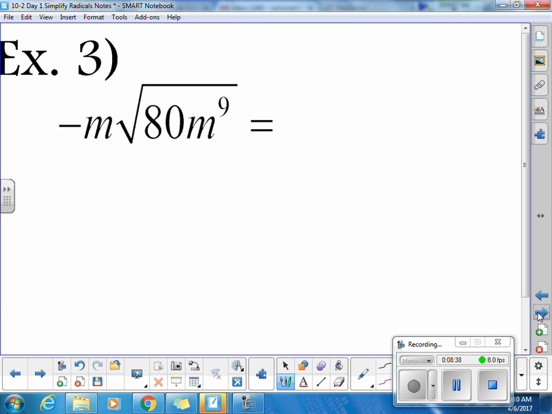All right, another example. So this is going to just stay on the outside as negative m. And then we're going to have a square root. Let's break our 80 up. I know it's what, 10 times 8? And m to the 9th.